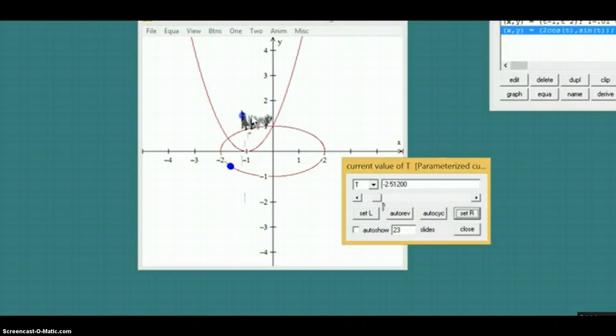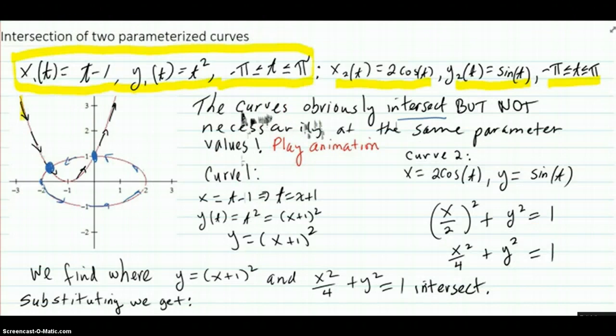Okay, so as t runs through these values from negative pi to pi, you can see they do not collide at the left-hand intersection. There's a chance they could collide at the right. Not quite. They miss. Alright, so now that we know what happened, let's actually find first the intersection points of the actual curves.